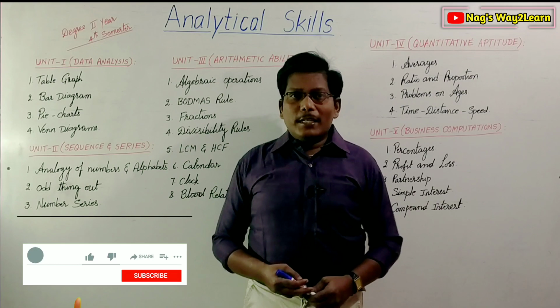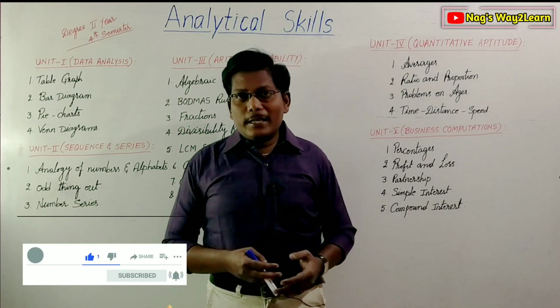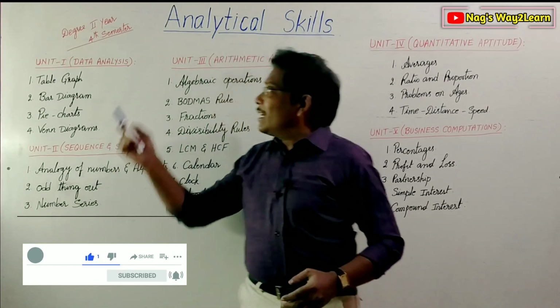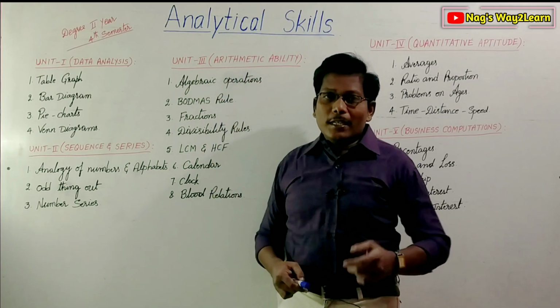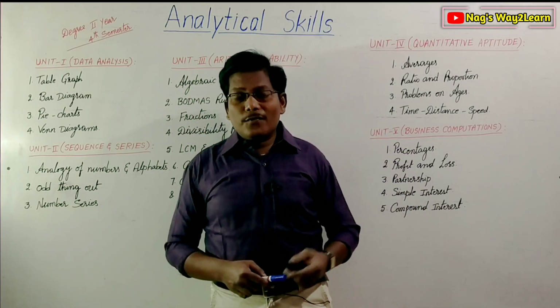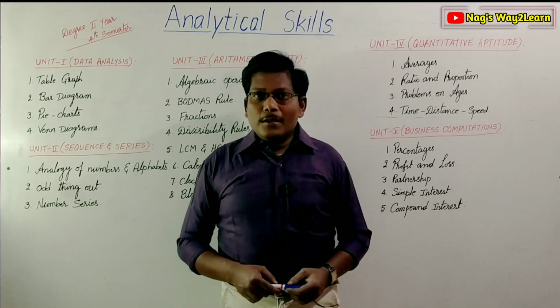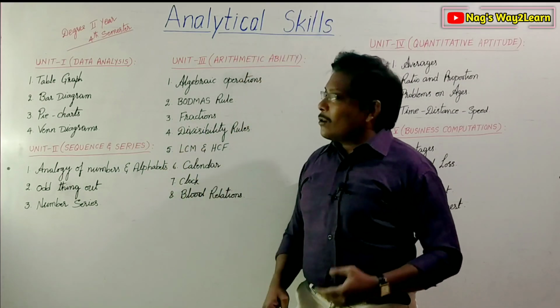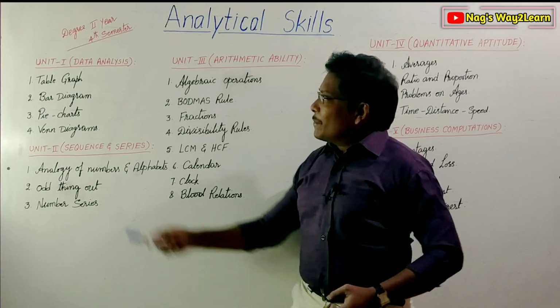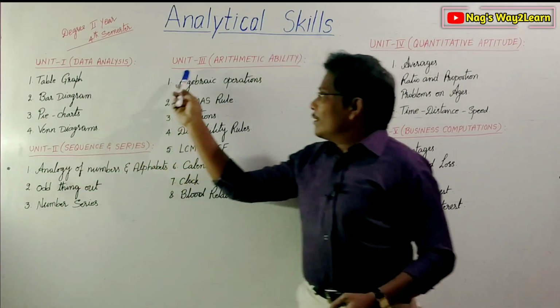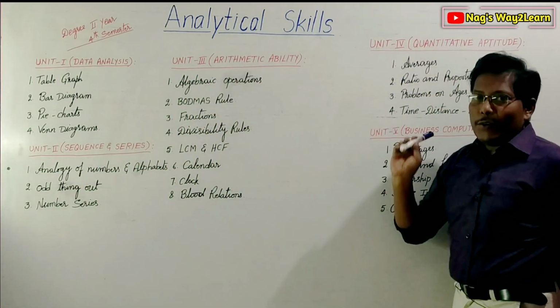In this class today, we are going to have an overall look at the complete syllabus of analytical skills prescribed by the AP State Council of Higher Education for degree second year, fourth semester. So if you look at the total syllabus, there are 5 units: Unit 1, 2, 3, 4 and 5.